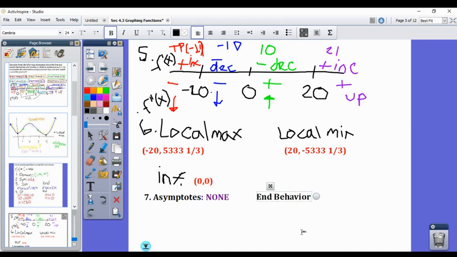So for our end behavior, what we're essentially looking at is the limit as x goes to positive infinity and negative infinity, what our function is doing.